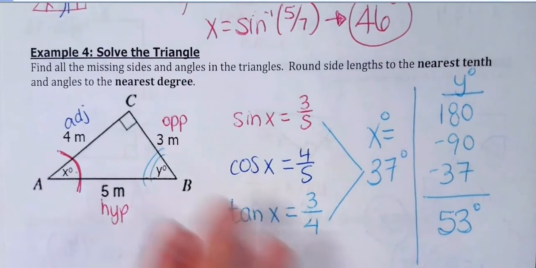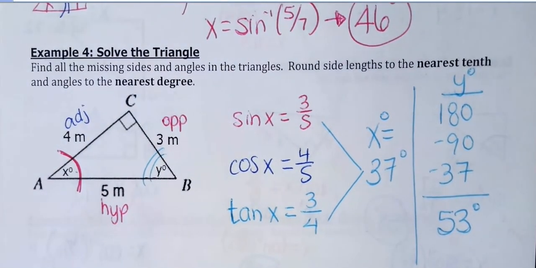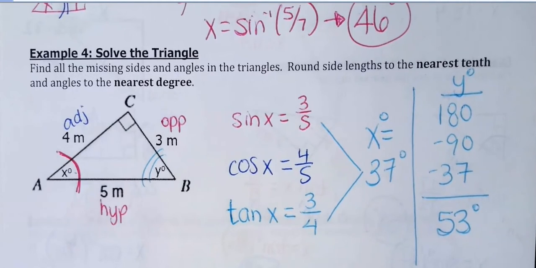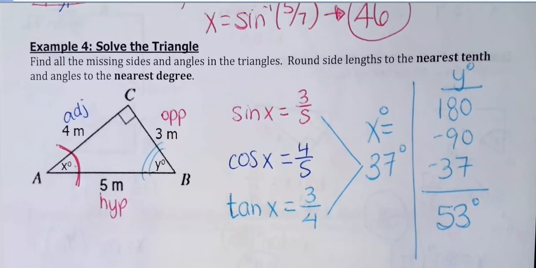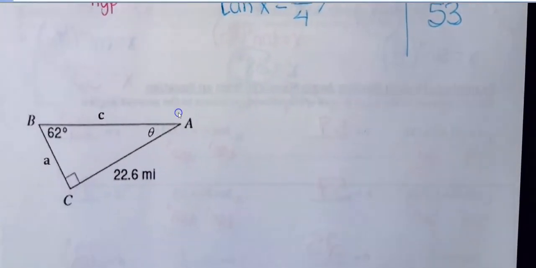You could also set up trig to do y. The opposite and adjacent would change. The hypotenuse would stay the same. So a couple ways you can do that for missing angle measurements. All right, and I've got one more.